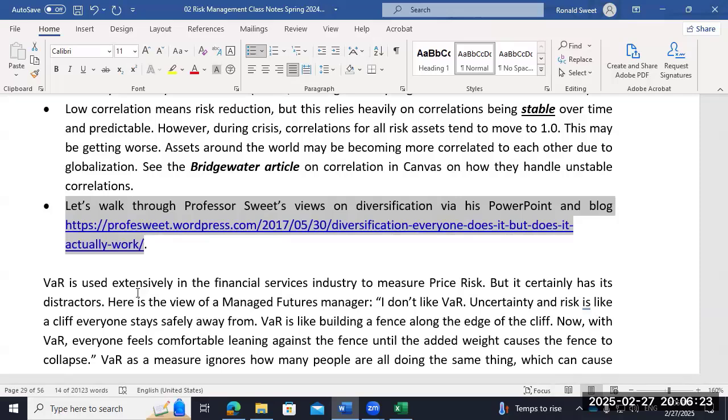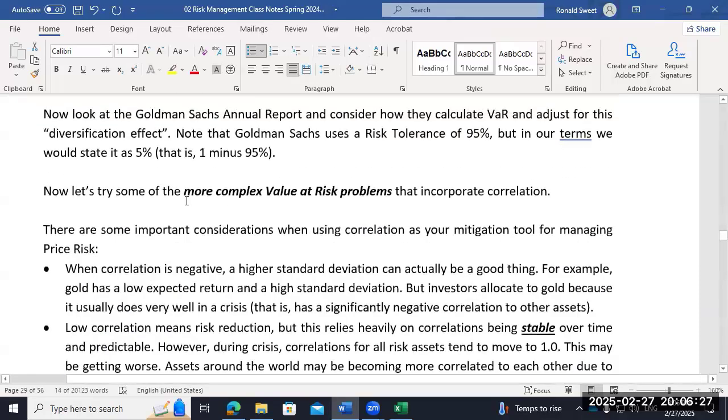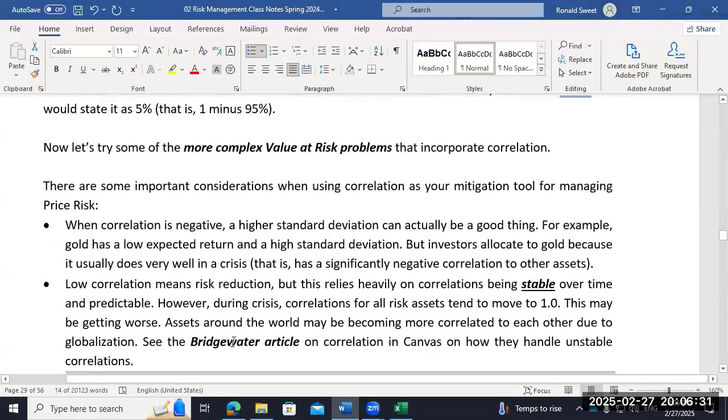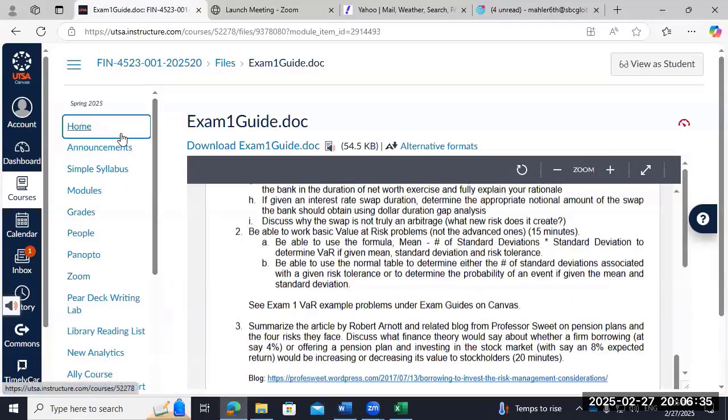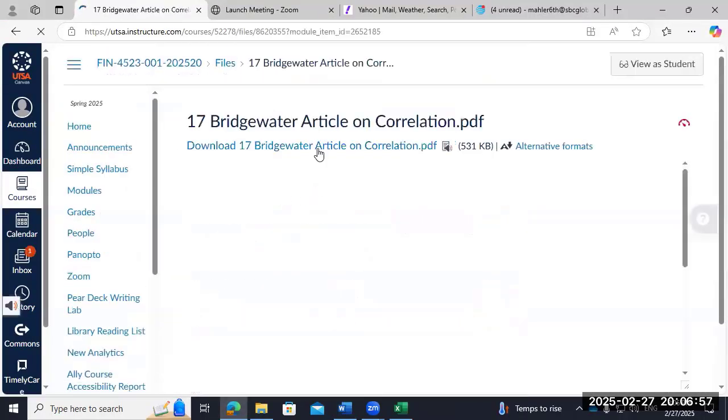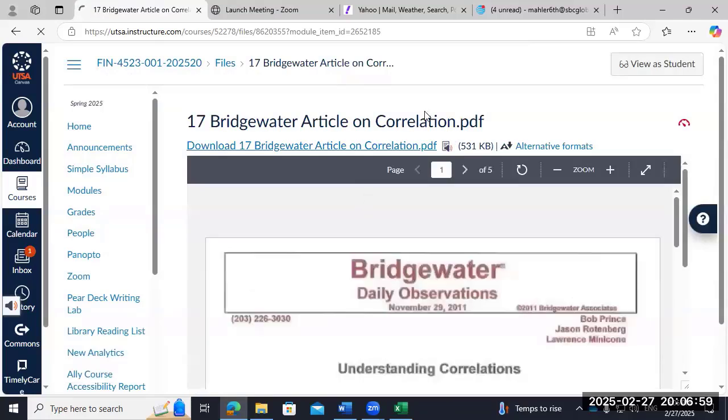And we'll look at that and you can see what my conclusion on that is. All right. So let's try some more complex problems. I think I put some out there. Let me see what I put on Blackboard. Well, here's the Bridgewater article. Let's start with this because we're going to talk about this.